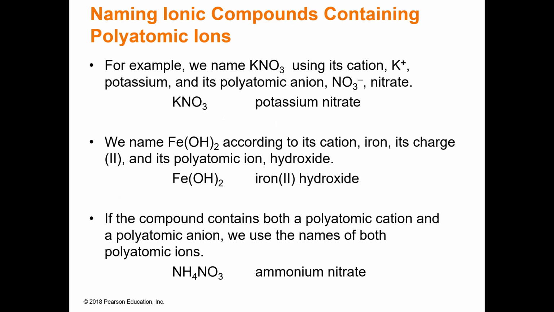Let's look at a few examples. KNO3 is potassium nitrate. Fe(OH)2 is iron 2 hydroxide. The Roman numeral tells us this iron ion is 2+. NH4NO3 has both polyatomic ions, ammonium and nitrate, so its name is ammonium nitrate. Just name each piece and you've got it.